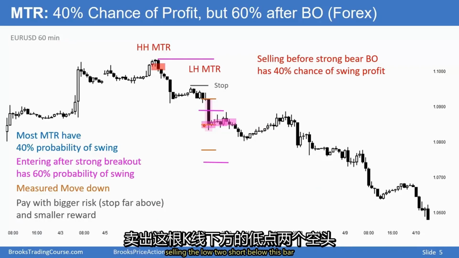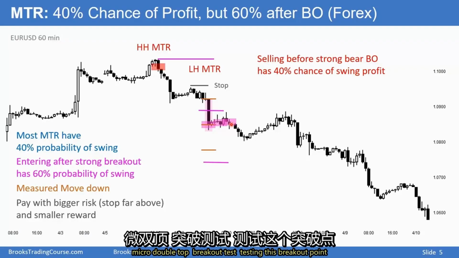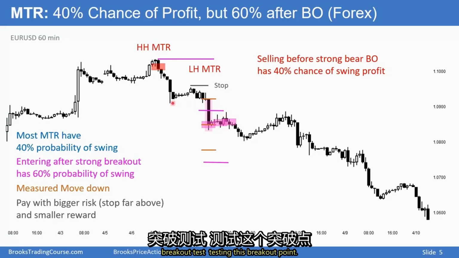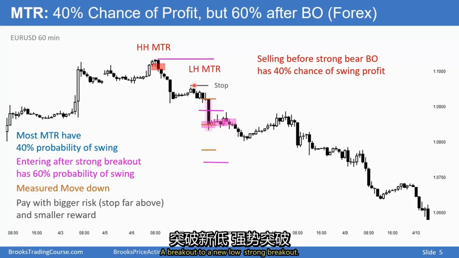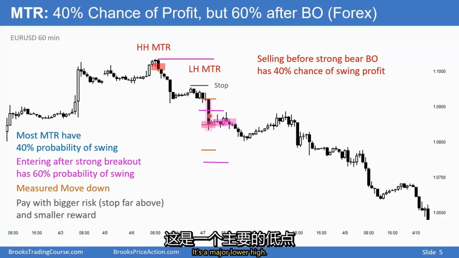If you take any of these shorts, selling that close, selling below this bar, selling the low 2 short below this bar, micro double top, breakout test, testing this breakout point. Take any of these shorts, your stop is above the most recent major lower high. A breakout to a new low, strong breakout, it's a major lower high.